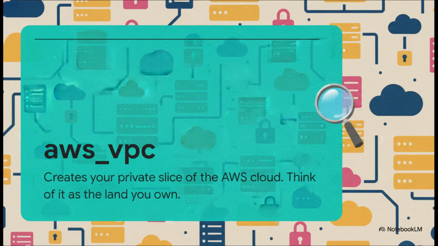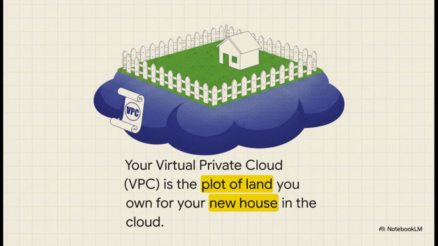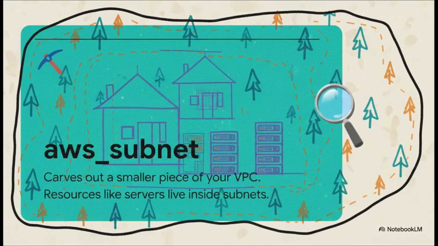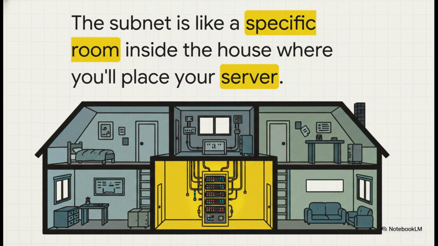First step, we need some land. That's our VPC, a private, isolated slice of the AWS cloud. Yep, think of it just like your own private plot of land in the huge AWS world. Now, on that plot of land, we gotta pick a spot for the house itself. That's our subnet. And you can think of this subnet as the actual room where our server is gonna live.